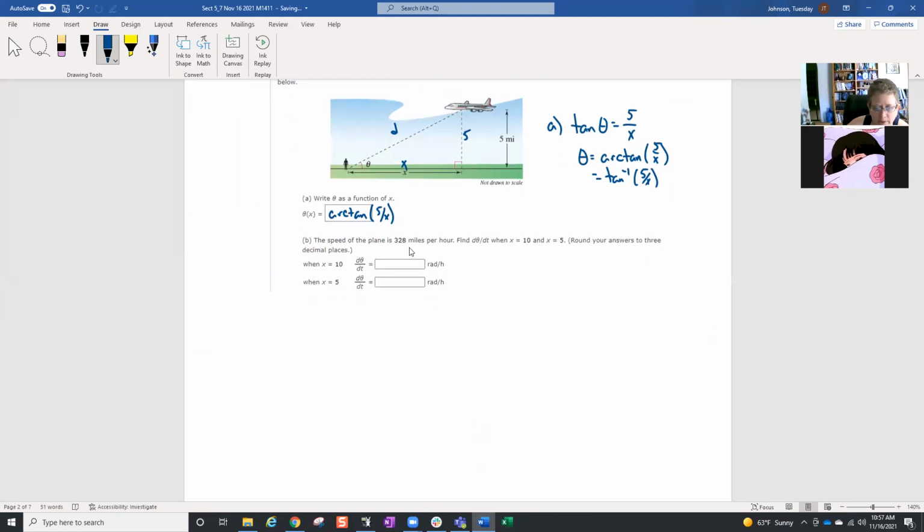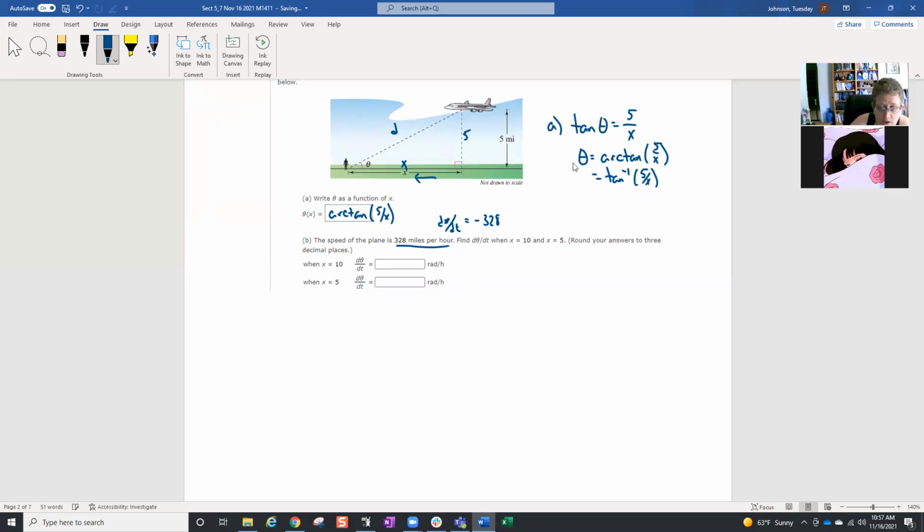Now the speed of the plane is 328 miles per hour. That is going to be our dx/dt, right? That's the rate at which the plane is coming towards us, and it will be a negative because the plane is closing distance. So since the plane is coming towards us, it's going to be a negative. If the plane was facing the other direction, this would be a positive because the distance from us would be increasing.